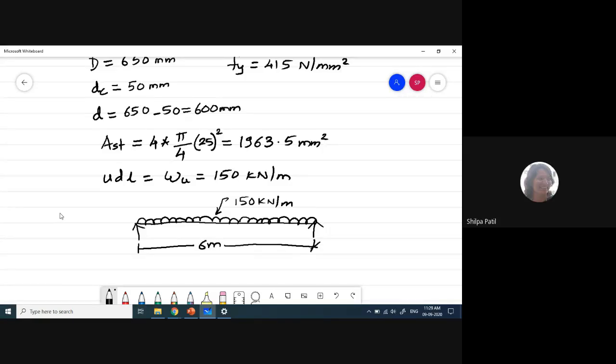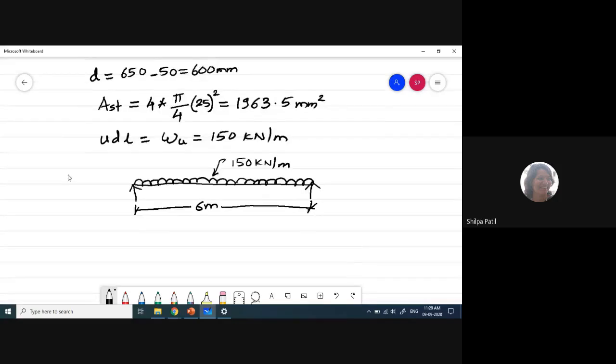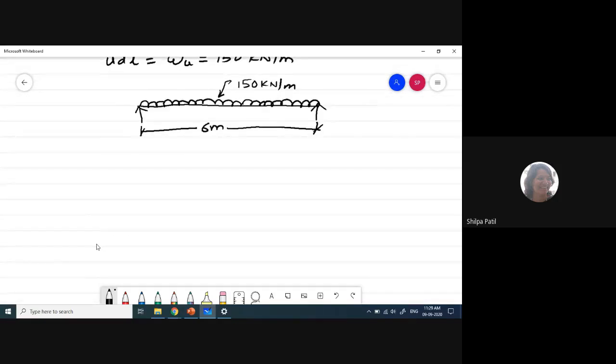Now we have a beam and we have to calculate the ultimate shear force. So quickly let us draw the shear force diagram for this given loading condition. To draw the shear force diagram, we will require to calculate first the reactions. So tell me what is the reaction you are getting for this given beam. 450 on both the sides. Correct. So it is 450 kilonewton at both the supports.